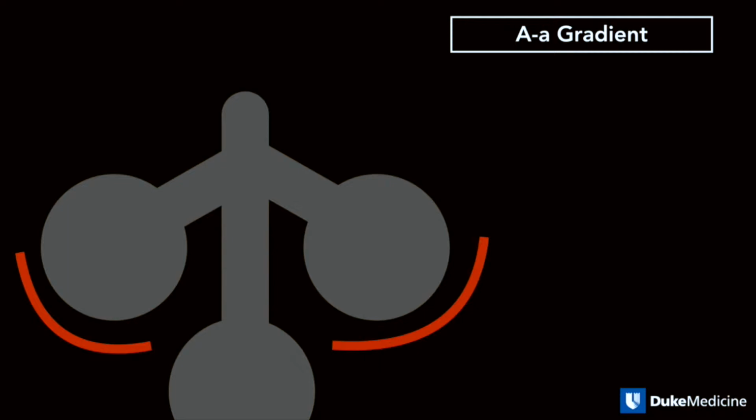One way to think about it is how can we use the AA gradient in order to think about a differential for hypoxic respiratory failure. So someone's not doing well, you can ask yourself, does the patient have a high AA gradient or not? And why is that useful? So the AA gradient is the difference between the alveolar O2 and the arterial O2.